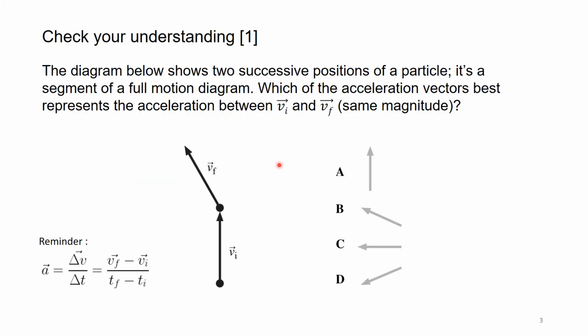Alright, so let's look at this diagram now. So suppose we have an object moving in a circle, and these 2 points are for the object during its motion. Okay, so the diagram shows 2 successive positions of a particle. Alright, and we have these 2 arrows showing you the velocities of the particle at these 2 points. So based on the information, we are trying to figure out the direction of the acceleration, and we are given 4 choices. So how do we solve this problem?